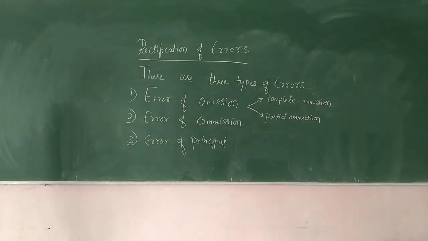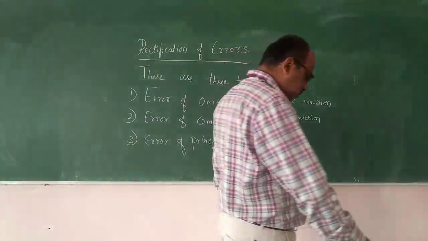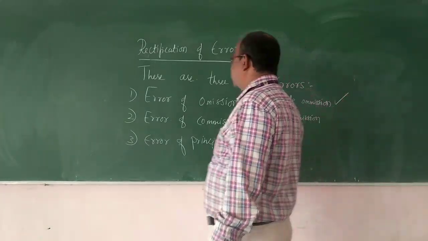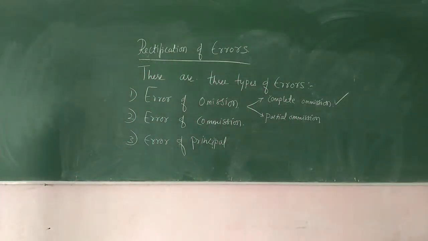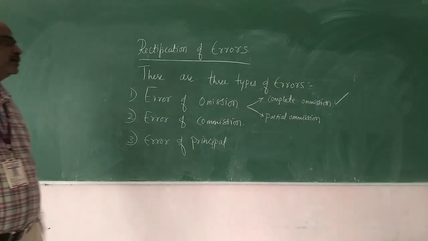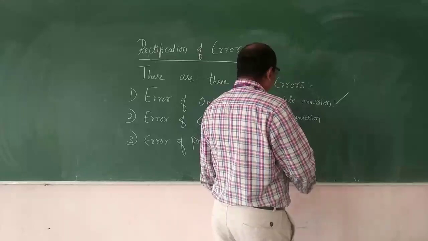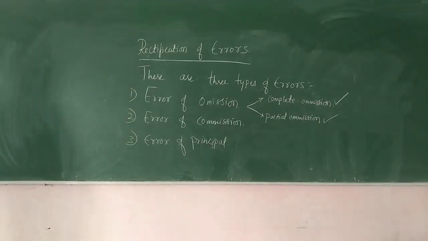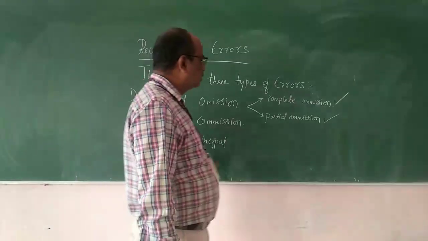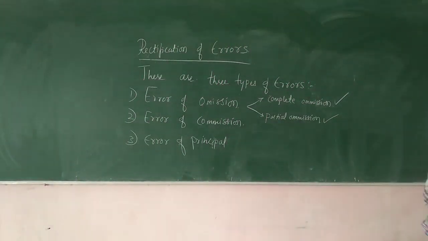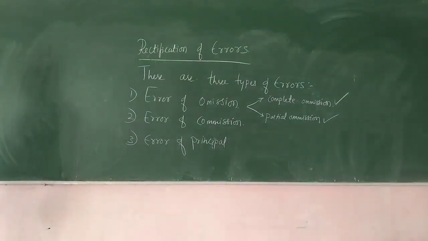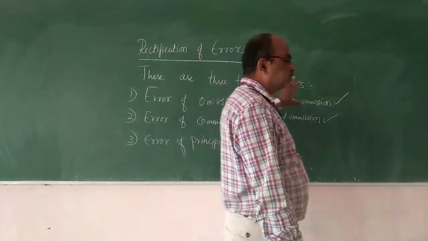If it is complete omission, you have recorded it neither in the daybook nor in the ledger, nowhere. Such error is called error of complete omission. And in partial omission, you have recorded it in the daybook, but you have not posted it into the ledger. So you have committed a mistake, but not a complete mistake. So this is error of omission.